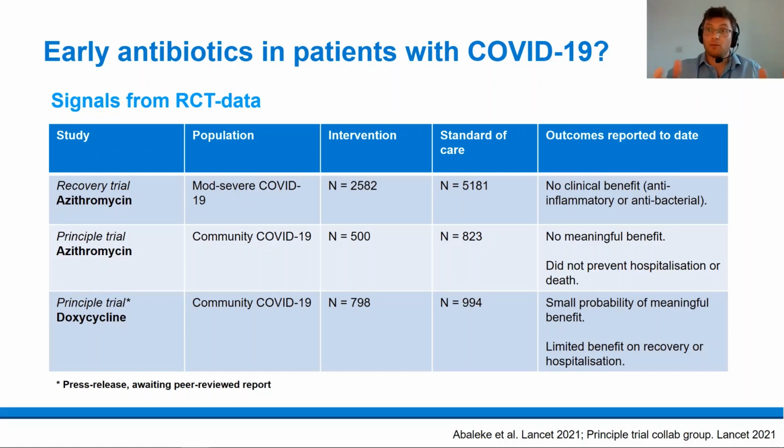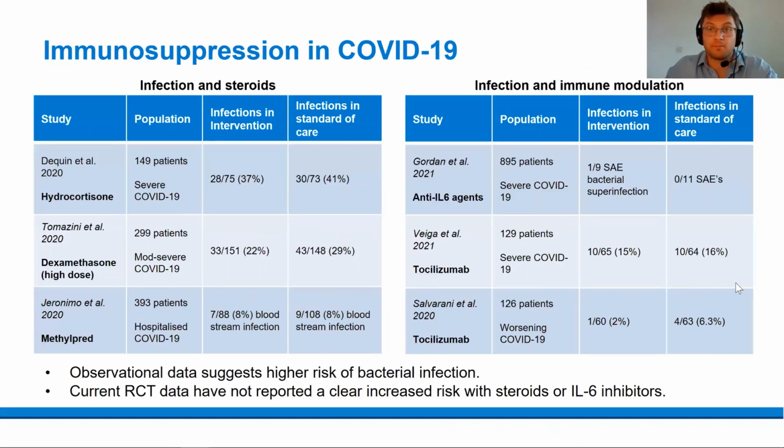Two arms of the study looked at the use of azithromycin and doxycycline as an intervention early in patients with COVID-19. Both of these studies have reported no meaningful benefit in terms of prevention of hospitalization, prevention of death, or actually speeding up recovery in patients in the community who were diagnosed with COVID, which I think again adds more weight to the fact that bacterial infection isn't playing a huge role in the progression and the pathogenesis of COVID.